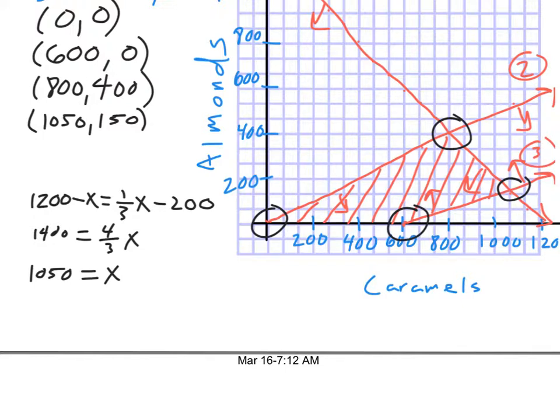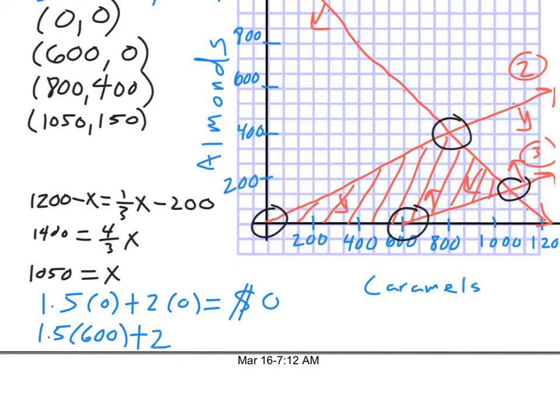All right, our objective function was 1.5x plus 2y. And really at this point, we've done the dirty work. We just got to check and see. We could make nothing and we would get $0 each month. I don't think that's going to be it. How about 600 caramels and no almonds? Well, that would be unfortunate, but it could lead to max profit. It would yield $900 each month.